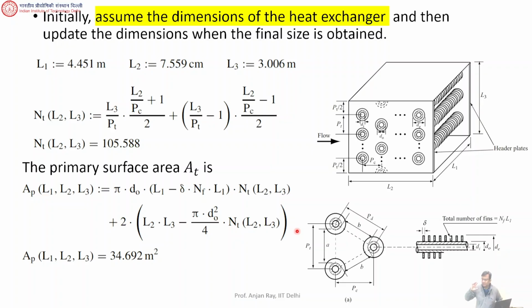Just keep this in mind that we will use the effectiveness-NTU method. So we need effectiveness. To get effectiveness, we need NTU as well as CR, C min by C max, correct? And to get NTU, we need UA. To get UA, we need H inside, H outside, as well as the efficiency of the fin surface, right? You put everything together in this framework, and these problems are not very difficult to do, correct?